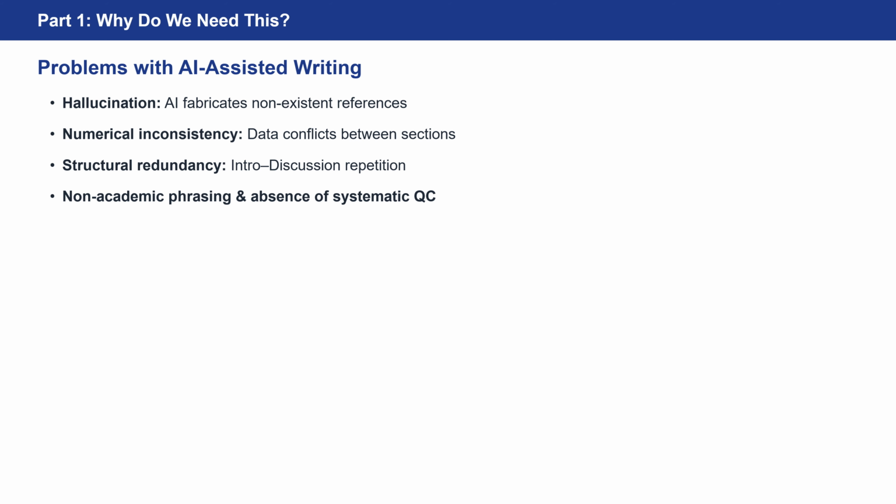There are 4 common problems when writing papers with AI. First, hallucination. AI fabricates references that don't exist. Second, numerical inconsistency. Patient counts in the abstract don't match the tables. Third, structural redundancy. Background from the introduction gets copied into the discussion. And finally, the absence of systematic quality control before submission.